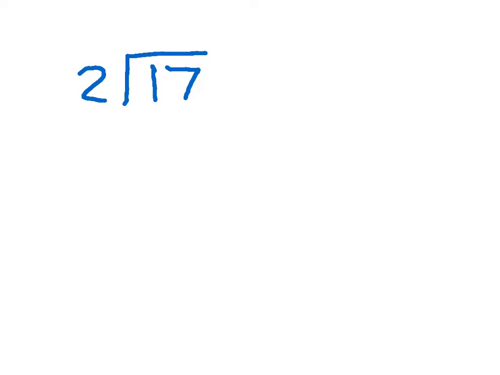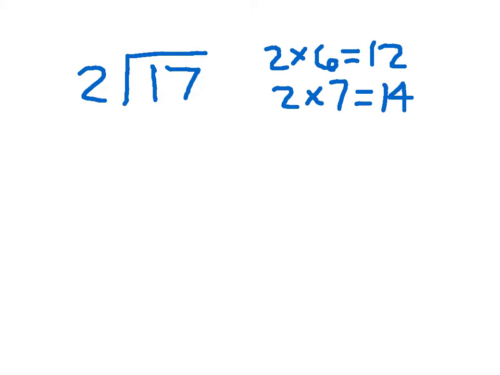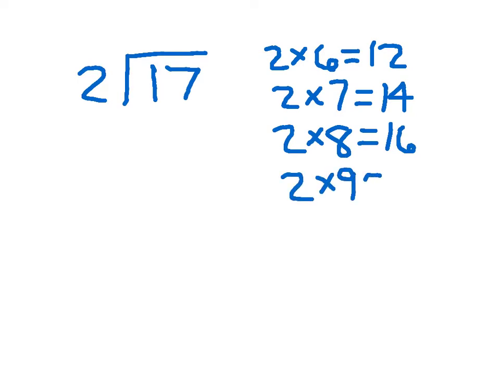Again, here's another problem. We've got 17 divided by 2. For 17 divided by 2, we're going to think of a math fact that is very close to 17 without going over. We know that 2 times 6 is 12. 2 times 7 is 14. If we go up from there, 2 times 8 is 16. 2 times 9 is 18. Oops, that would be too much.